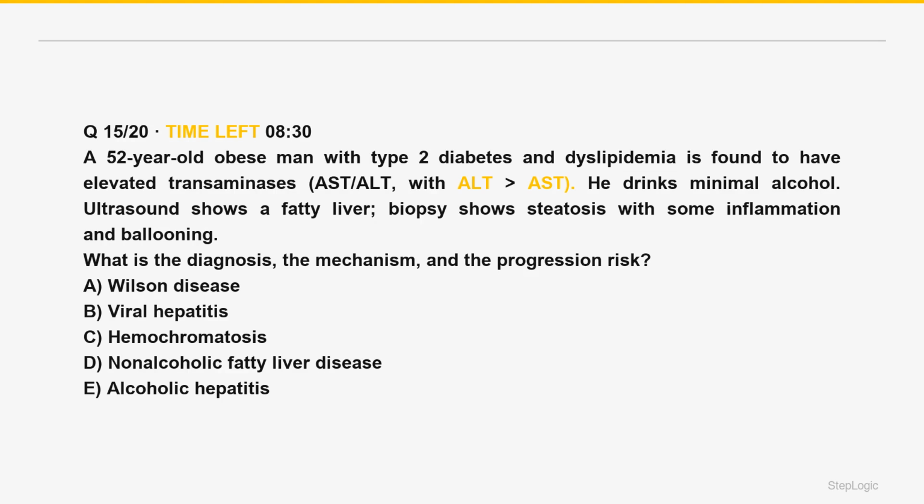Read the command: diagnosis, mechanism, progression. Obese diabetic, fatty liver, ALT greater than AST, minimal alcohol, NAFLD, NASH, insulin resistance, leads to fibrosis, cirrhosis, HCC.